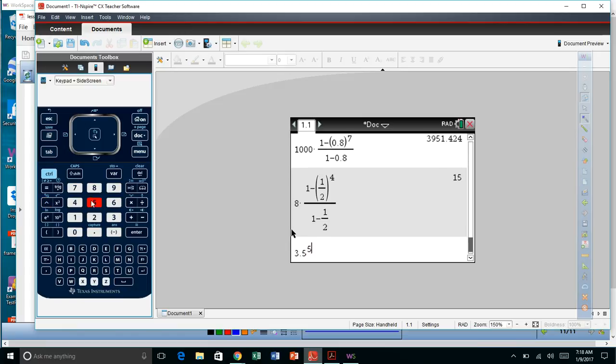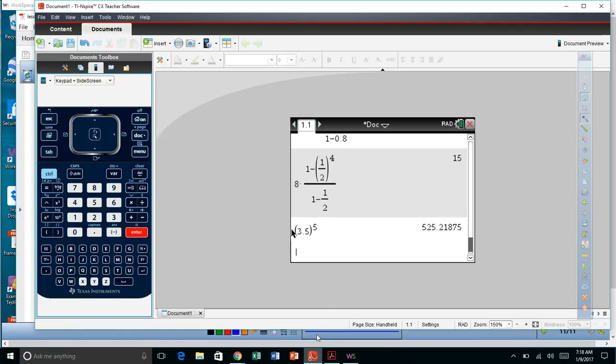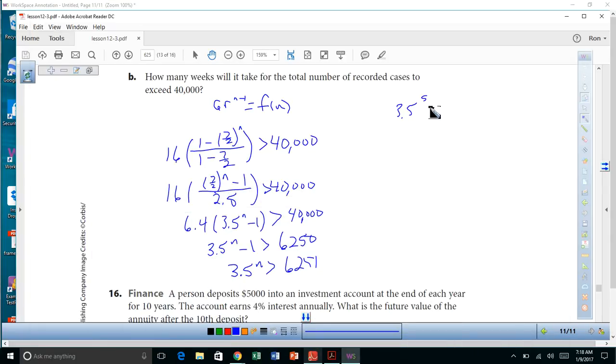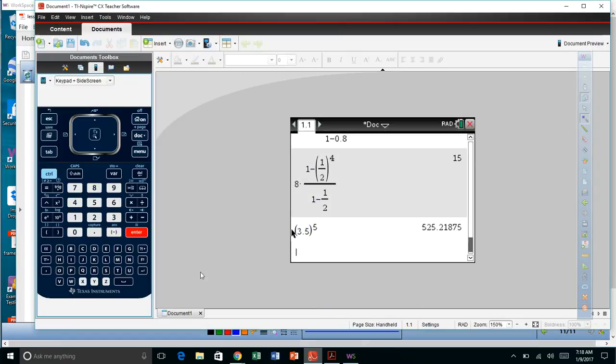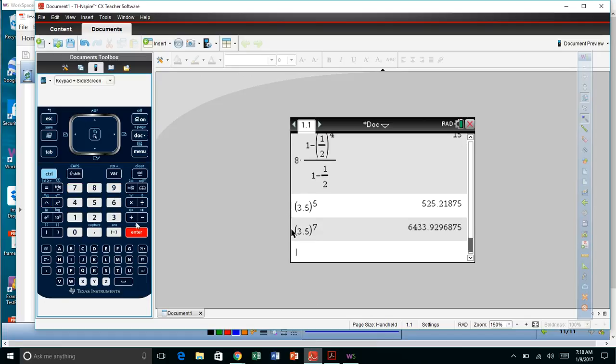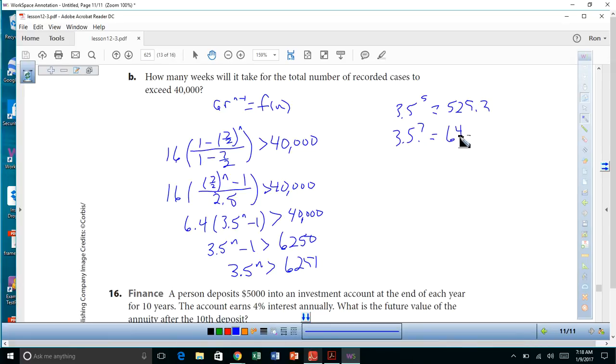3.5 caret 5. And that gives me 525.2. So let's jump up to 3.5 to the seventh power. 3.5 caret 7. That's 6433. That is greater than 6,251, and not by much, so that's our answer.